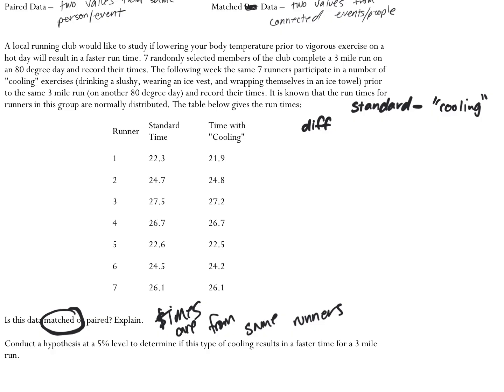0.4. Is everybody good? Now, we have to come up with a difference for every single one of these. Is everybody good? Now, I don't know about you guys, but sometimes that makes me really nervous. I'm probably going to put them in my calculator anyway, just to make sure I don't screw it up, right? So I'm going to show you something on your calculator that might make it a little bit easier. So what I'd like you to do for now is put the standard times in your L1 and the cooling times in your L2.